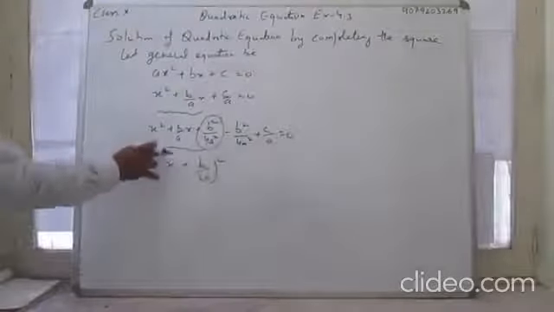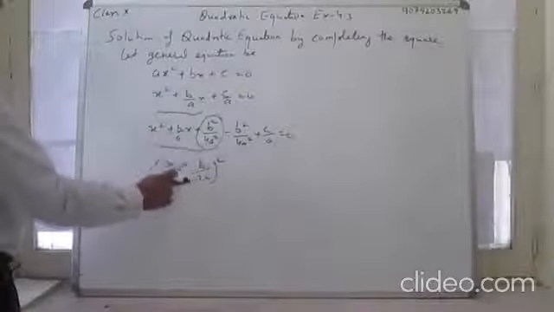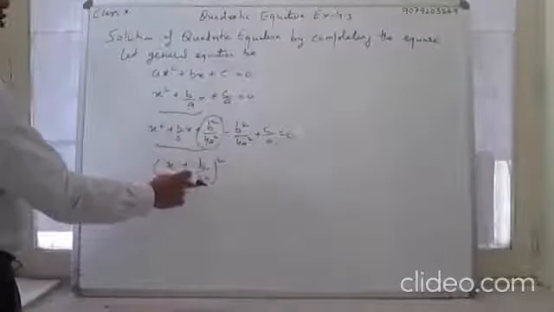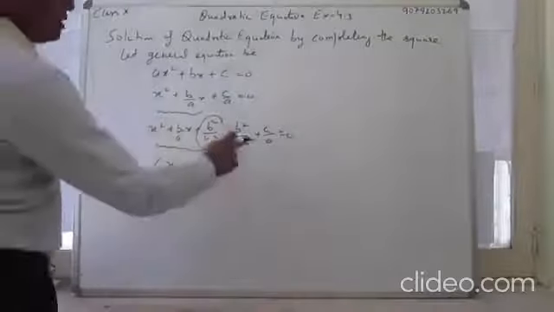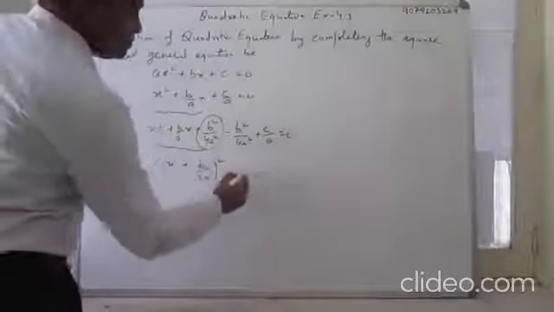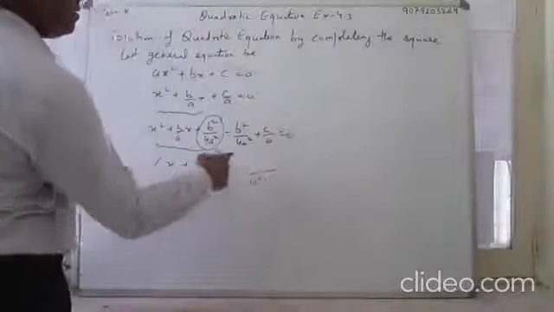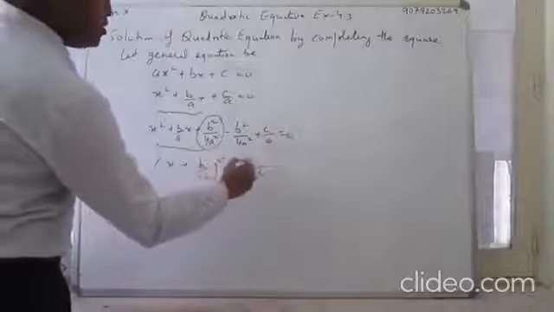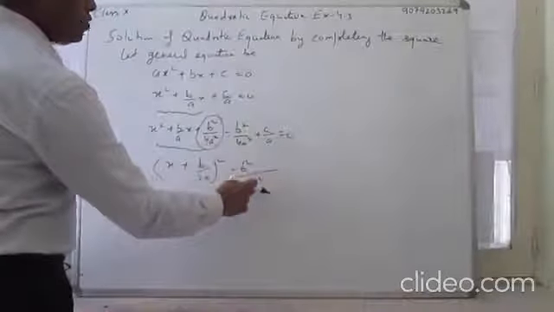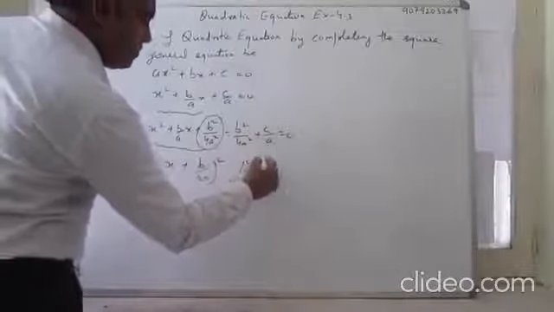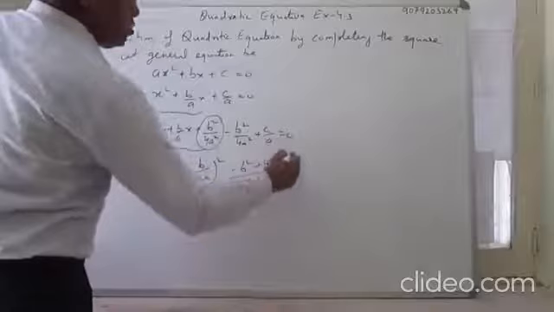If you expand it, you will again get this x square plus b square upon 4a square plus 2ab, 2 and 2 cancel, so bx upon a. Now take LCM. What is LCM? 4a square. This divided by this, it is minus b square, and a divided by 4a square, it is 4a, and multiplied by c, so it becomes plus 4ac is equal to 0.